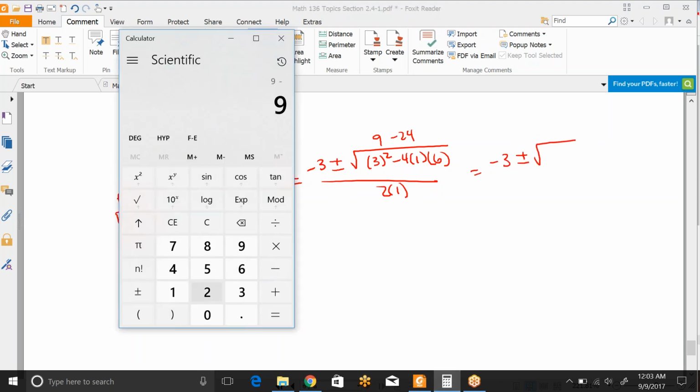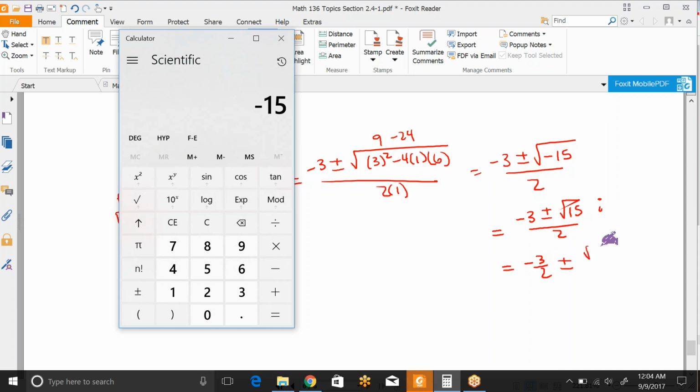So this is negative 3 plus or minus the square root of 9 minus 24. Let's see. It's a little too late for me to do that in my head. That's negative 15 underneath there, all over 2. And then we need to pull the i out because of the negative under the square root. So that's going to be the square root of 15, positive now, with an i. Some people write the i in front. I like to write it at the end because I'm about to split the fractions anyways. So this is negative 3 over 2 plus or minus the square root of 15 over 2 i.